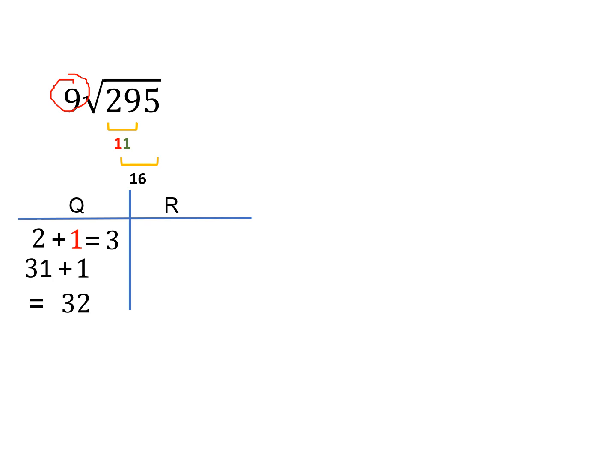So how many 9s are there in 16? There's only one, right? That's why we add 1 to 31. So we will subtract 9 from 16 to give us an answer of 7. This 7 is what we call the remainder because 7 is less than the divisor 9. So our quotient will be 32 with a remainder of 7.